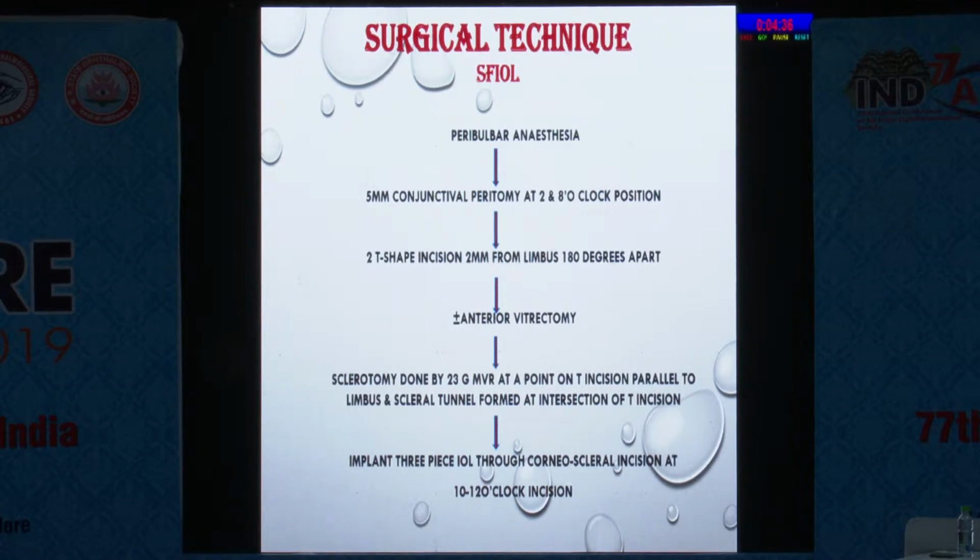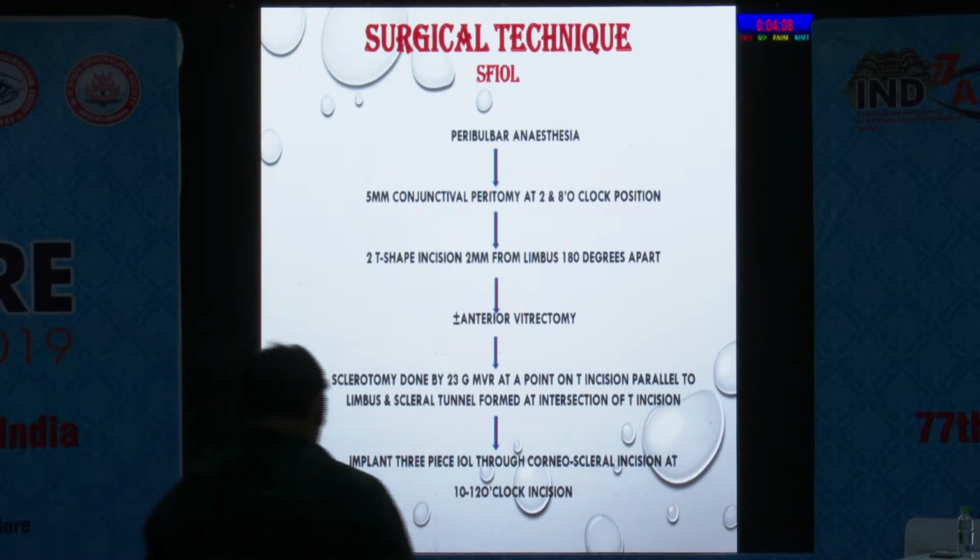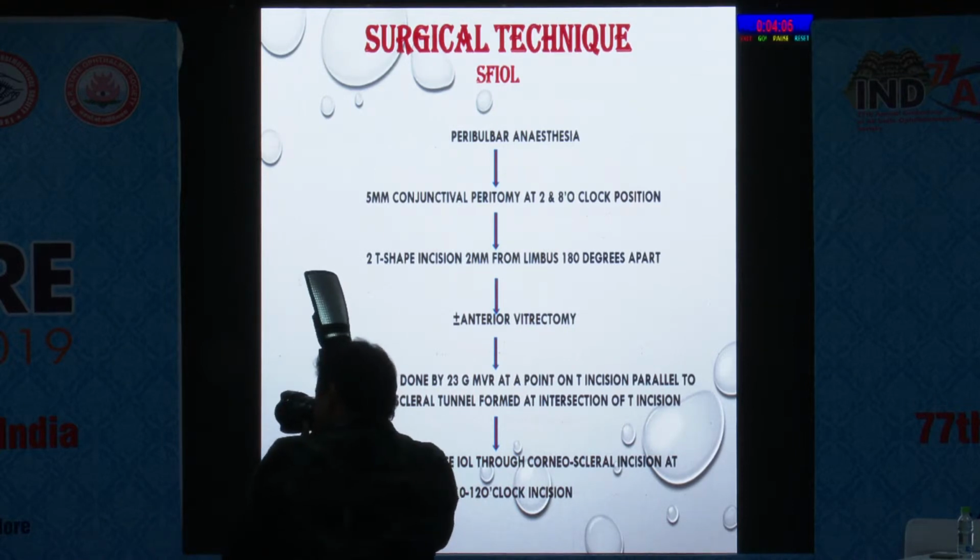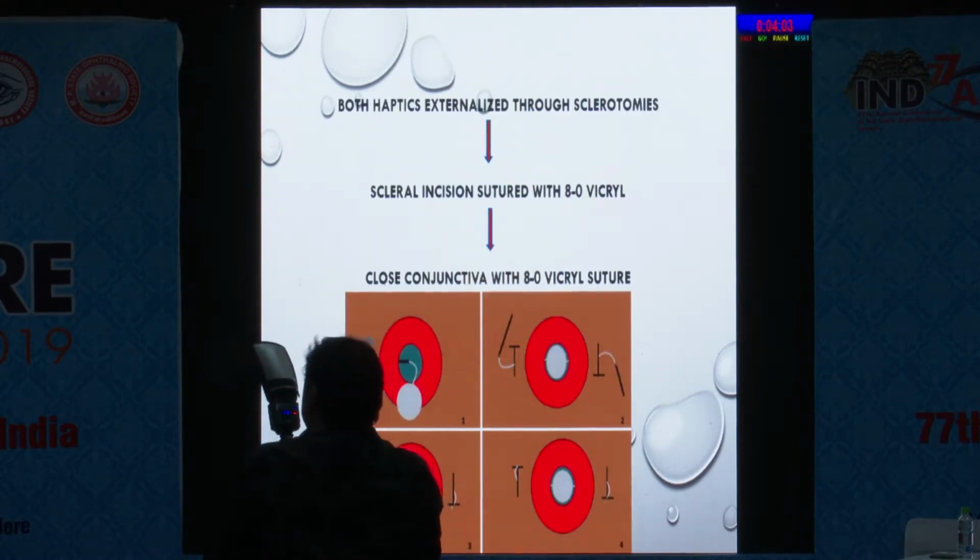Now for SFIOL, peribulbar anesthesia was given, and a 5 mm conjunctival peritomy was done at 2 to 8 o'clock position. Two T-shaped incisions were given from the limbus, 180 degrees apart, and we did a deep core anterior vitrectomy if needed. The sclerotomy was done by a 23 gauge MVR at a point on the incision parallel to the limbus, and the scleral tunnel was formed at the intersection of the T incision. I will just show the diagram in the next slide. The implant was done with a 3-piece IOL through a corneoscleral incision at 10 to 12 o'clock position. This is the diagram that I was saying.